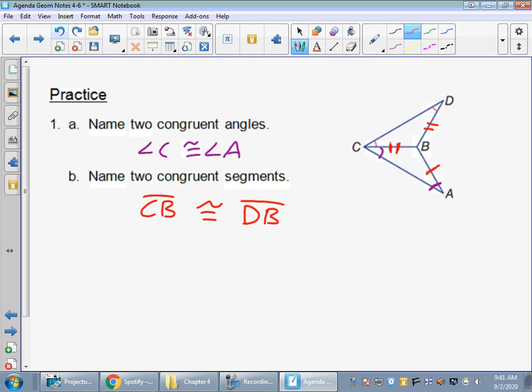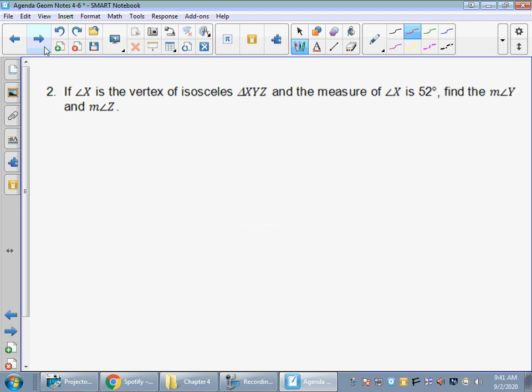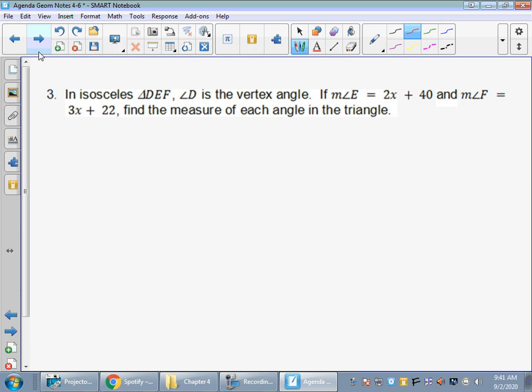And then going further, we can solve more problems like this one, number 2. I'm going to let you guys work on this on your own. If you have x being the vertex of isosceles triangle XYZ, and then they give you the measure of x, and then they want you to find y and z. So in this case, you're going to use a couple different theorems: the triangle sum theorem that they all add up to 180, and the fact that one of those angles, 52, is going to be the vertex angle. So basically, y and z are going to split up the rest of that 180. We'll talk about that in class if you can't figure it out on your own.